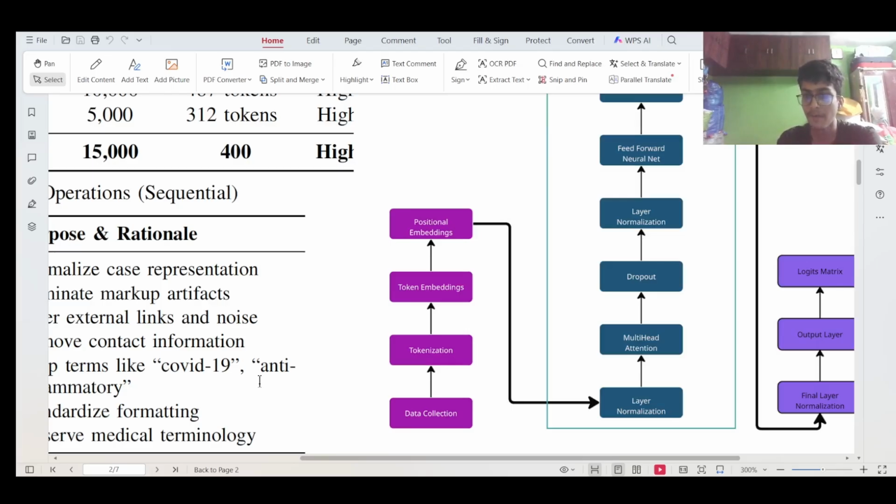The advantage of token embedding is that it tells you how close two tokens are. If they are close to each other, that means they have a strong relationship between them, and vice versa. So that is the token embedding.